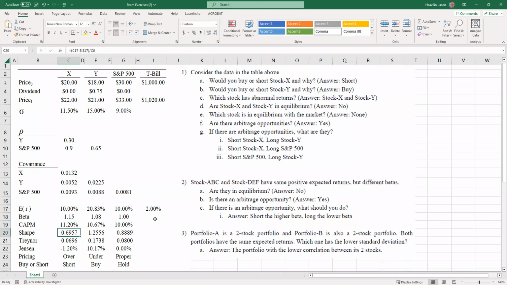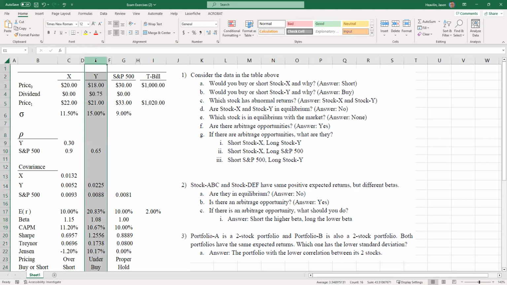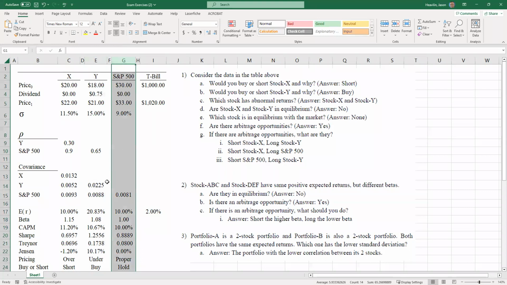Let's calculate the Sharpe ratio. The Sharpe ratio, you already know the formula, is the expected return minus the risk-free rate, divided by the standard deviation. Same thing with all these, and that's the Sharpe ratio for X, the Sharpe ratio for Y, and the Sharpe ratio for the S&P 500.